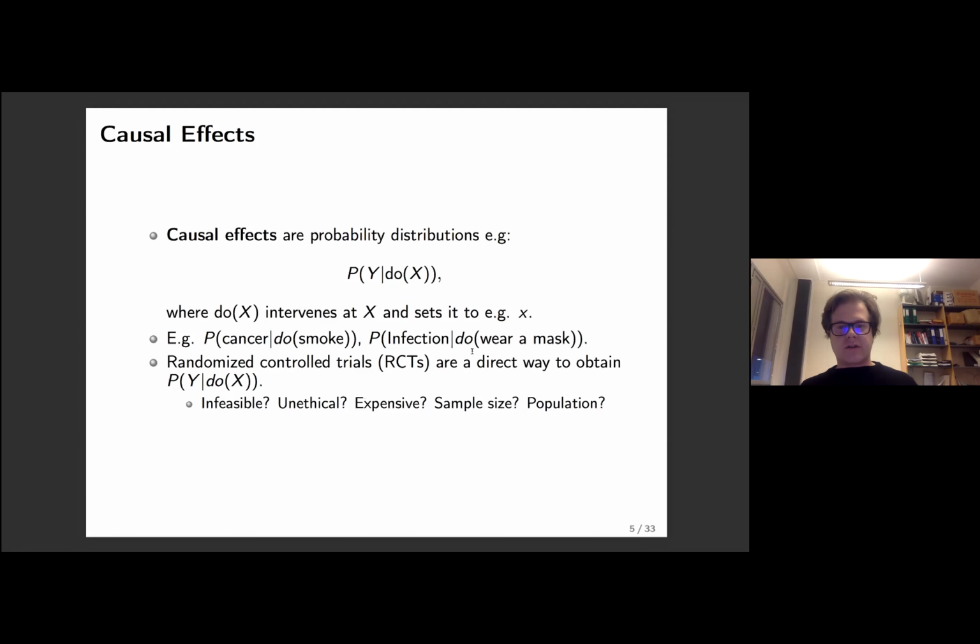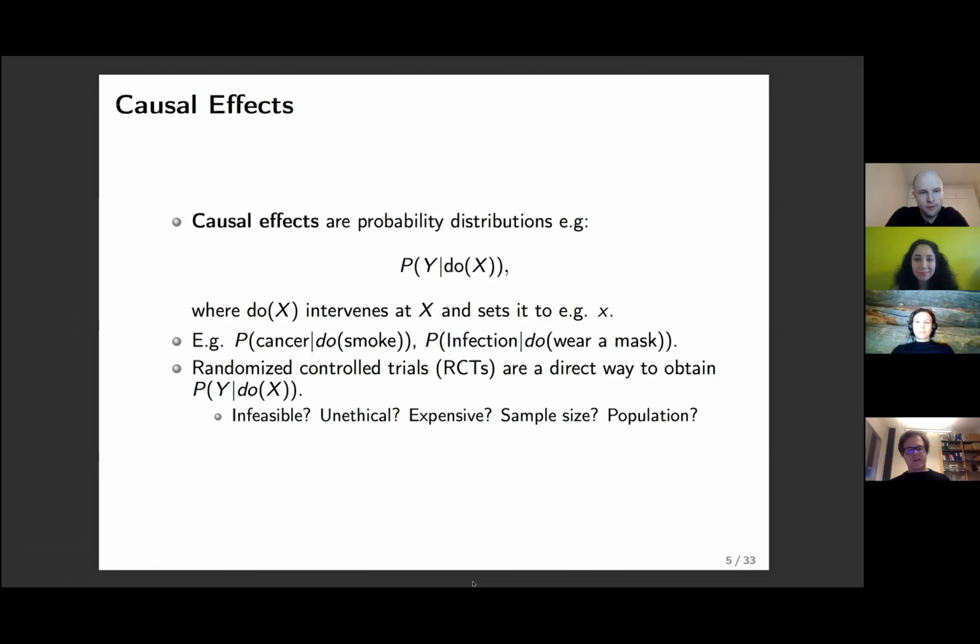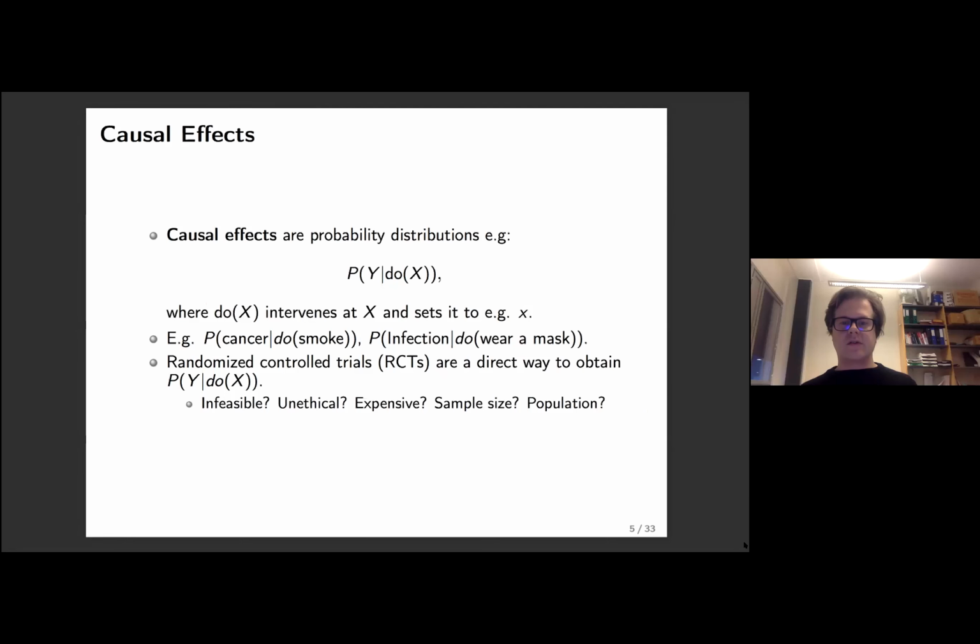Randomized controlled trials are, of course, a direct way to obtain these causal effects, but they are often infeasible. They might be unethical. I don't think there are still good randomized controlled trials for wearing masks. There are often issues with sample sizes, and they are recorded in different populations. I guess there are RCTs that don't find a link between smoking and cancer. So if you rely only on randomized controlled trials, you have very limited opportunity to gain knowledge for your decisions.